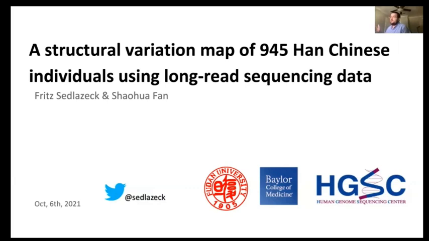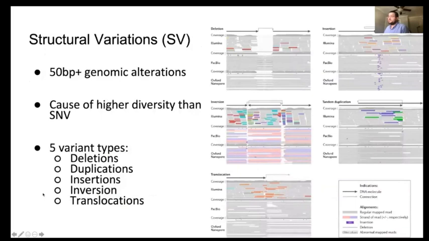Today I'm presenting our work on structural variants map across 945 Han Chinese individuals using long-read sequencing. Before we dive in, this is a great collaboration together with Johan Fan from the Fudan University. So what are structural variants?